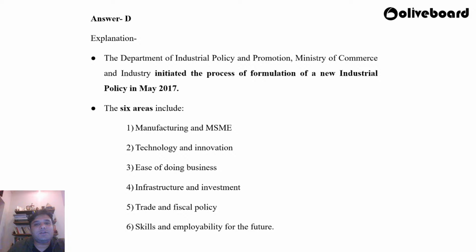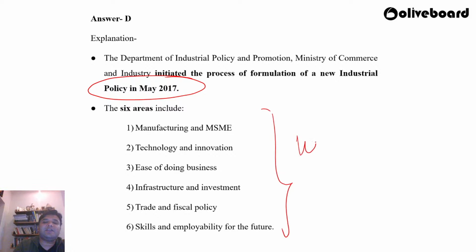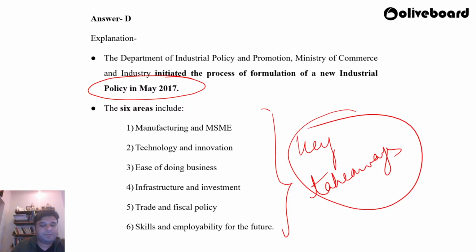The Department of Industrial Policy and Promotion, Ministry of Commerce and Industry initiated the process of formulation of a new industrial policy in May 2017. And the 6 areas include manufacturing and MSME, technology and innovation, ease of doing business, infrastructure and investment, trade and fiscal policy, skills and employability for the future. So these are your key takeaways, boys and girls. Keep taking note of these in your exam, in your copies, right?